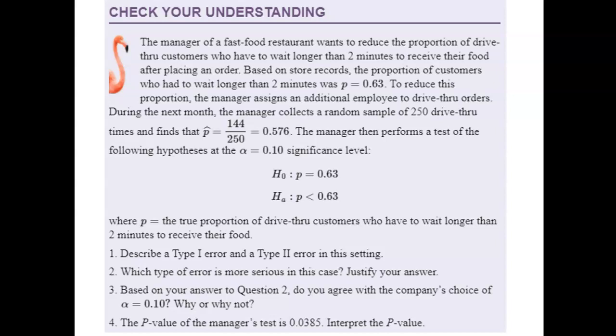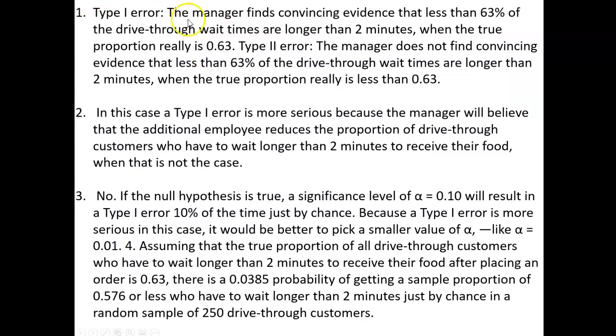All right, so we got our hypotheses. Let's talk about a type 1 error. So a type 1 error would be where the manager finds convincing evidence that less than 63% of the drive-through wait times are longer than 2 minutes, but actually it's 0.63. So remember, a type 1 error is where we reject the null in favor of the alternative, but actually the null was true. So a type 2 error would be the opposite of that, where we don't find convincing evidence that it is less than 0.63, when the true proportion is really less than 0.63.